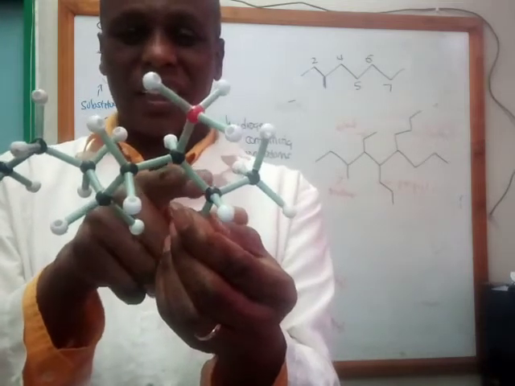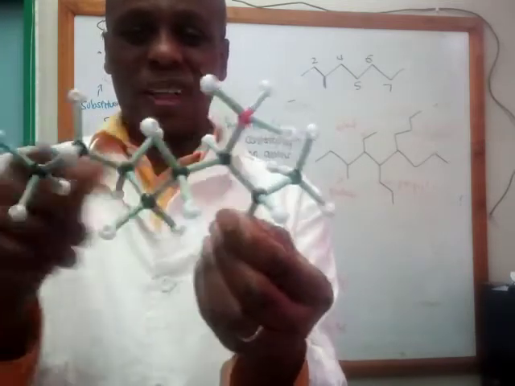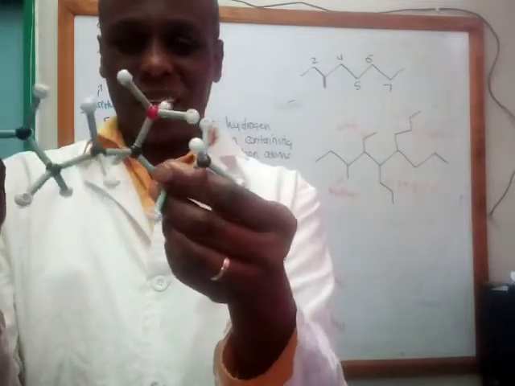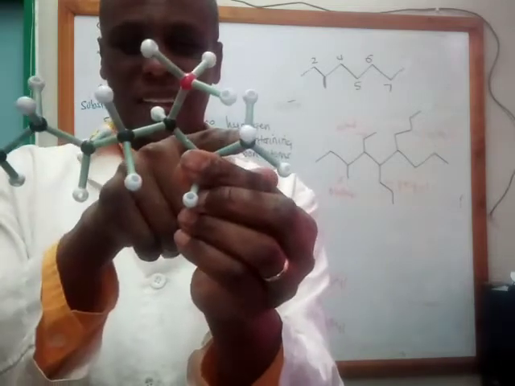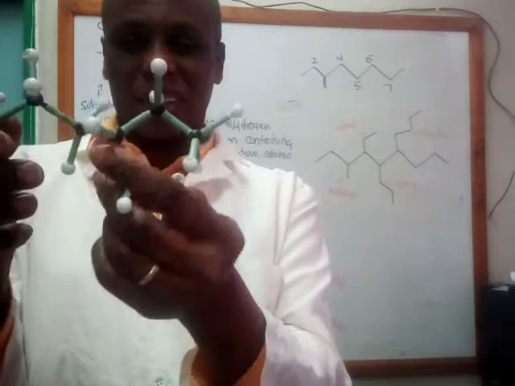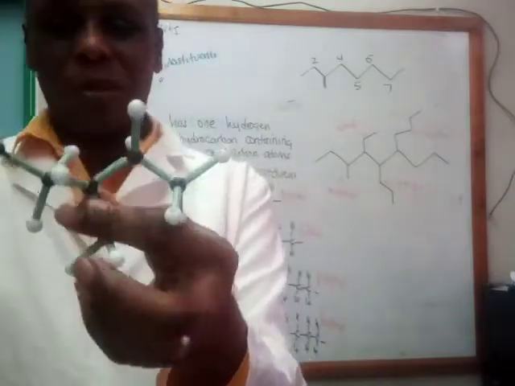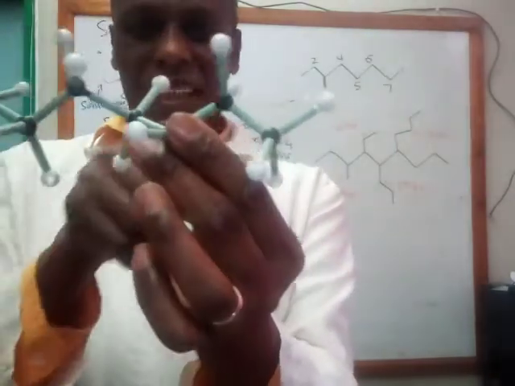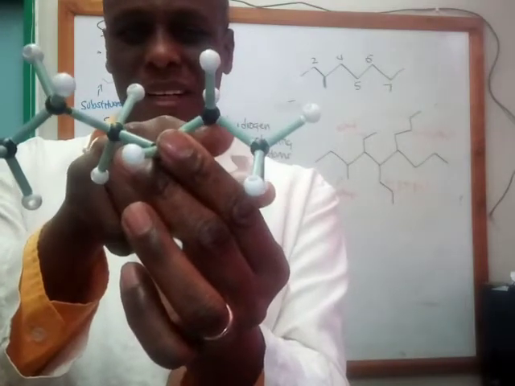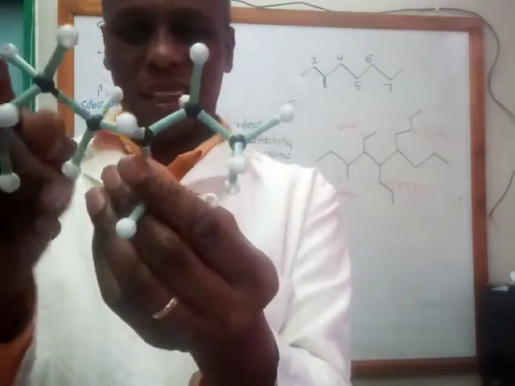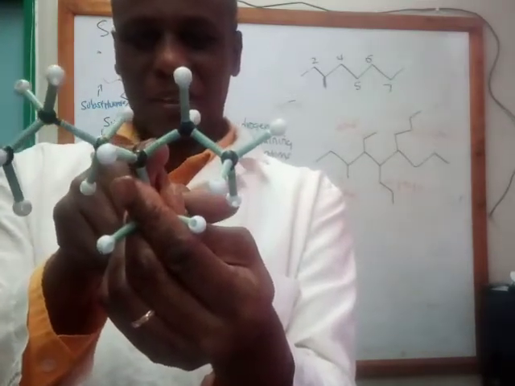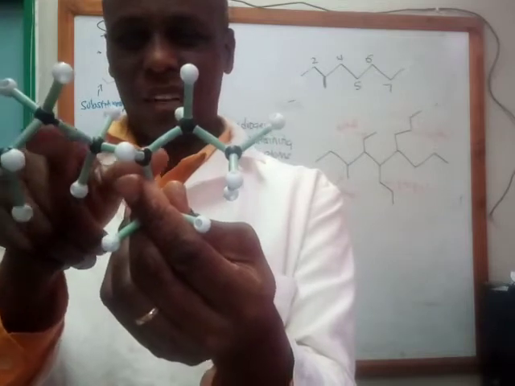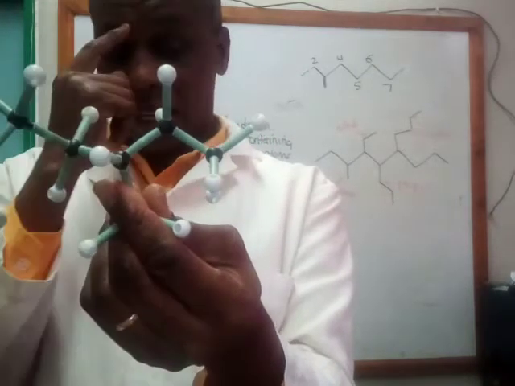The parent chain is taken as the longest carbon chain. Can you see the way it's zigzag? Whether you put it up or down, it's just the same structure. Can you see carbon number 1, number 2? Let me put it like this so that you can see carbon number 1, 2, 3, 4, 5, 6, 7, and 8.